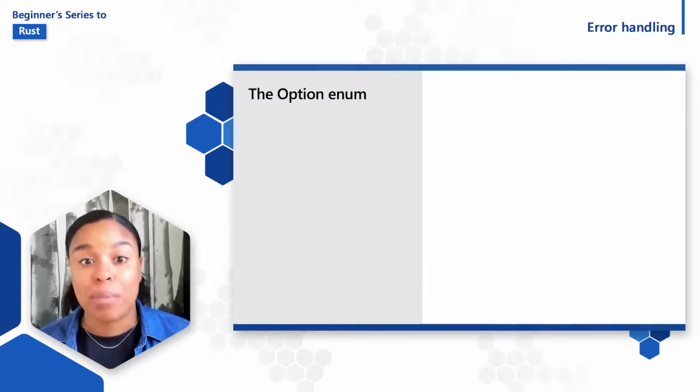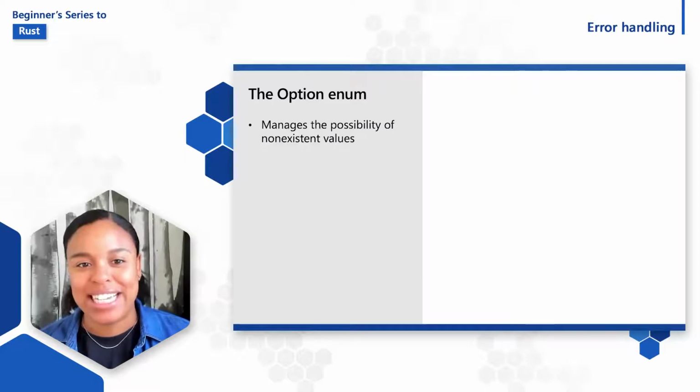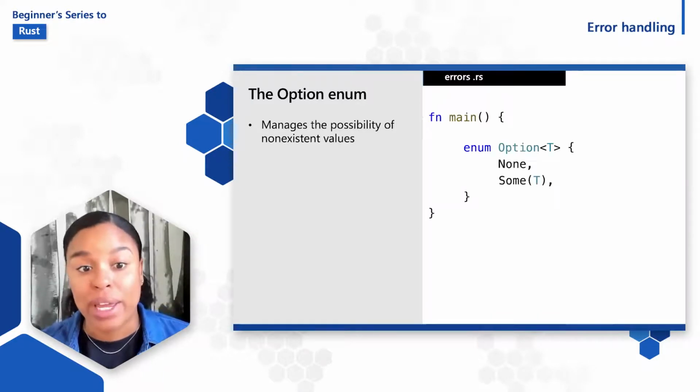Many errors aren't so bad that the program needs to stop and panic. Maybe you encounter a recoverable error where you need to handle the absence of values. The Option<T> enum, as introduced in the enum video, manages the possibility of a null or non-existent value. The Option enum is defined as the following.